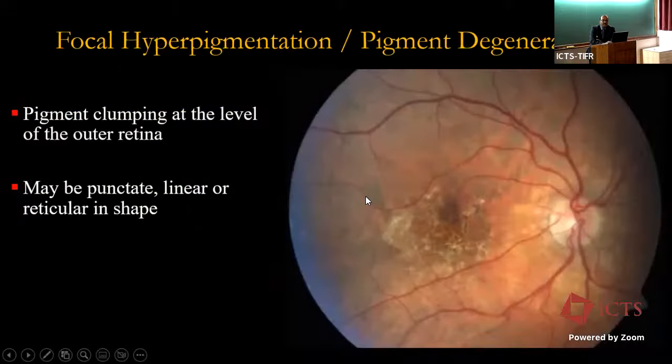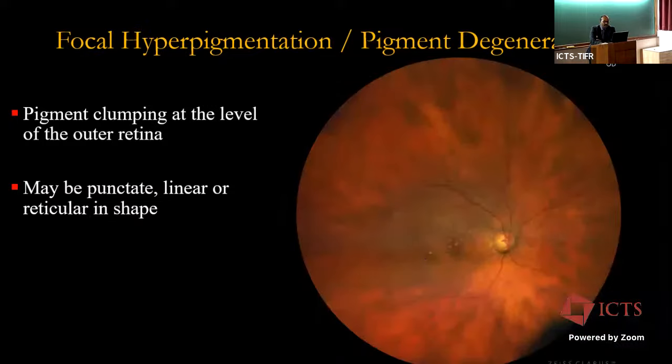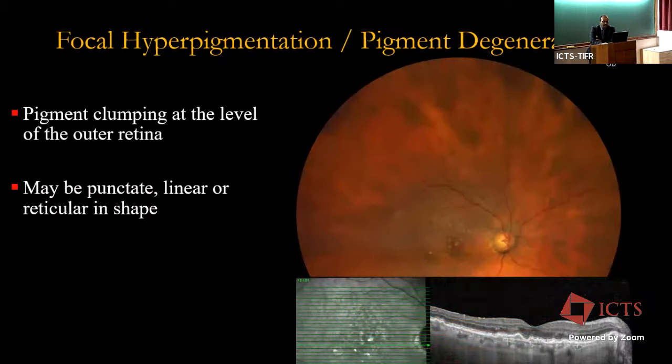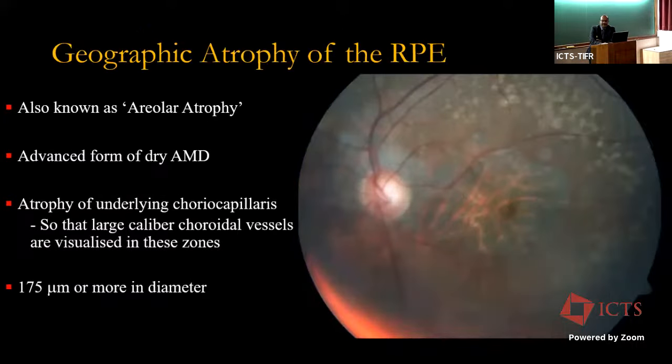And this is the focal hyperpigmentation you saw in the gentleman, with the longitudinal cross-sectional pigment clumping at the level of the outer retina. This can be various shapes, punctate, linear, reticular, and another one here, and you can see the OCT. Geographic atrophy. This is the most debilitating form of dry AMD in its advanced form.